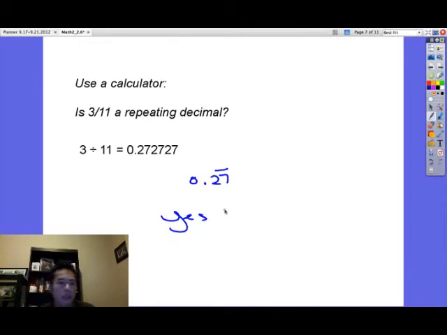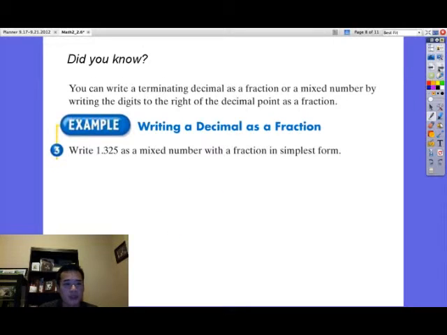Repeating decimals and terminating decimals are a special type of number called rational numbers, and we'll talk more about rational and non-rational numbers in the next unit. But just know that repeating and terminating decimals are called rational numbers.